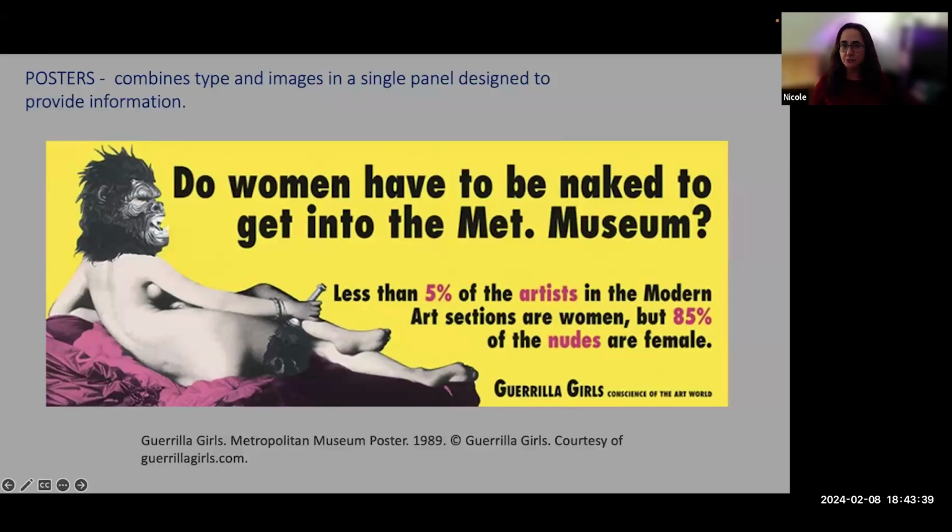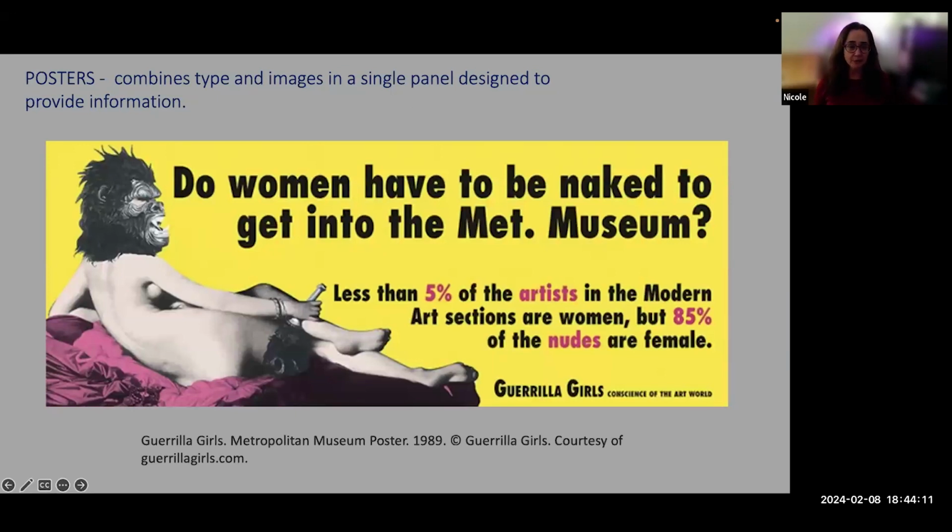So if we take a look at the screen right now, we can see a poster that was made by the Guerrilla Girls. In the 1980s and the 1990s, the Guerrilla Girls made activist posters protesting the inadequate representation of women in the art world. Their poster about the Metropolitan Museum of Art uses a nude figure from a famous 19th century painting. The oversized gorilla mask that the figure is wearing is the standard headgear for the group whenever they make public appearances. So there's an anonymity there.